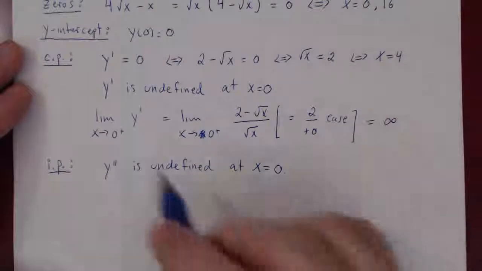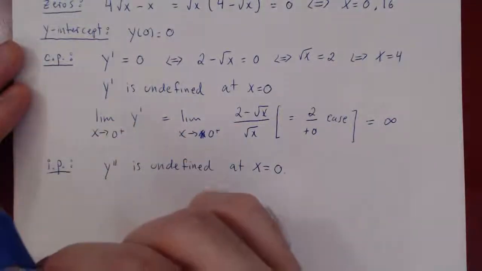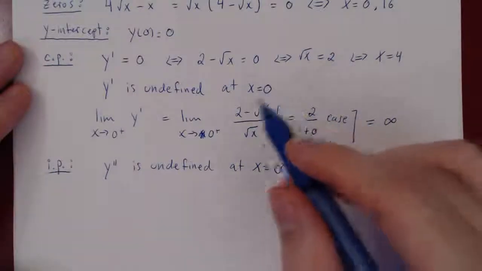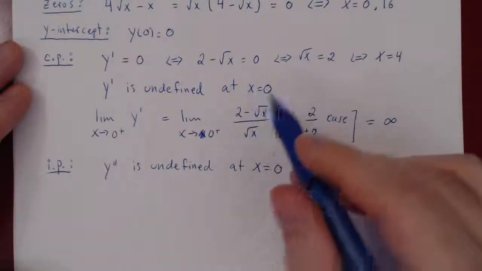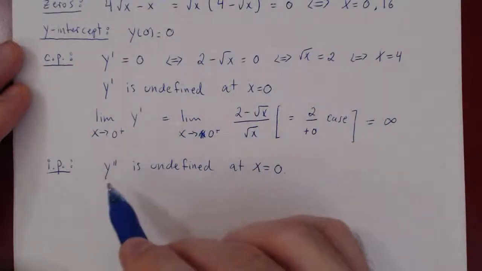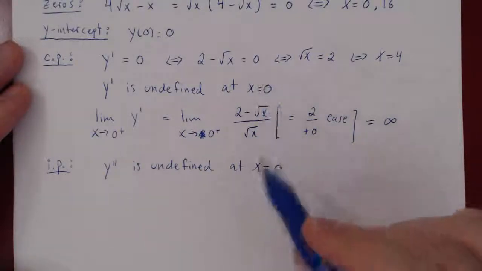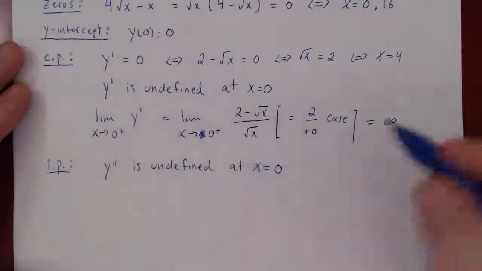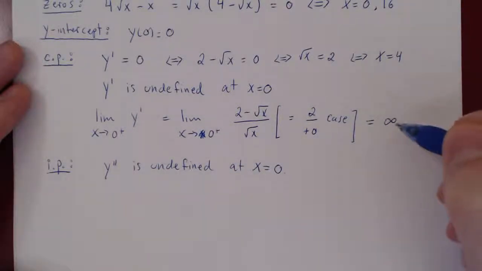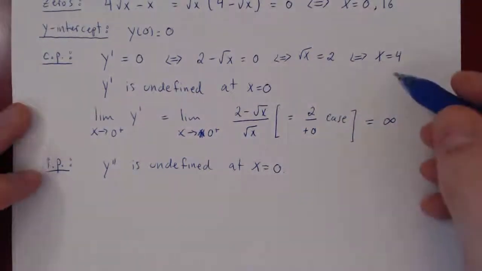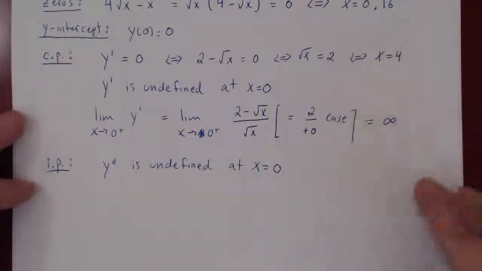Now, we will try and classify our critical points, being x equals 4 and x equals 0, but we already know what happens at x equals 0 because the derivative is undefined, and the second derivative is also undefined at that point. But what we know is that as we approach 0 from the right, since the derivative blows up, the curve will be more and more vertical. But we can at least try to classify x equals 4.